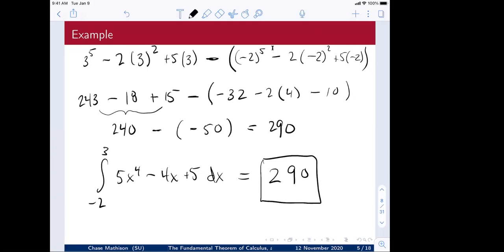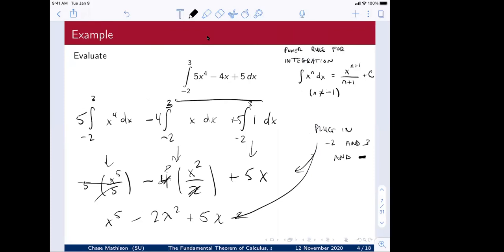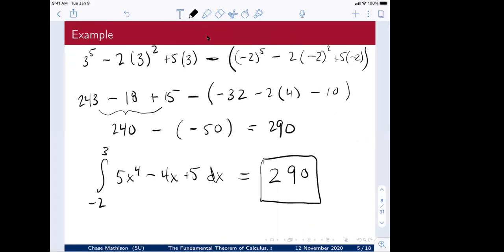Question in the chat. Usually the integration of a constant is c times x. Yeah, if you work out the integration of the last part, it comes out to be 1 times 5 is what that's contributing, but you can also think of it as the power rule. It's equivalent. Any other questions?